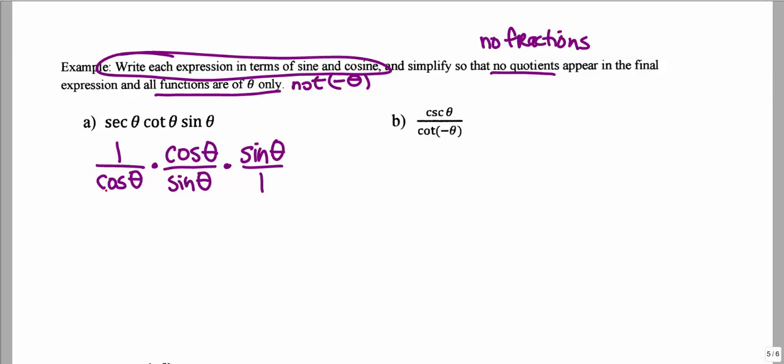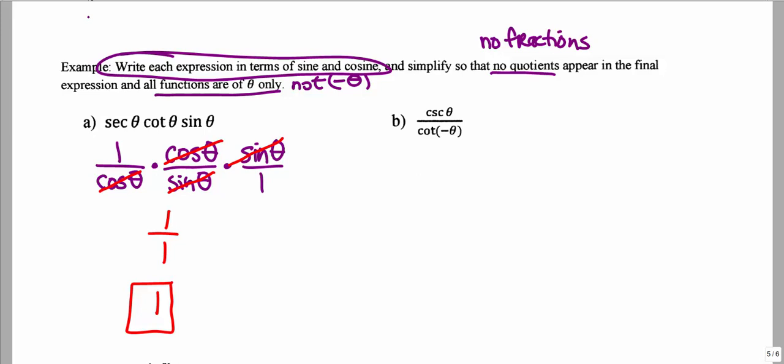We see that we could start to cancel across the fractions. We have cosine theta divided by cosine theta. We can cancel those. Sine theta and sine theta can cancel. And what we're left with when we multiply across is just 1 over 1. So our final answer simplifies to be 1. And we can all agree that that is a lot nicer than the expression with those 3 trig functions that we started out with.